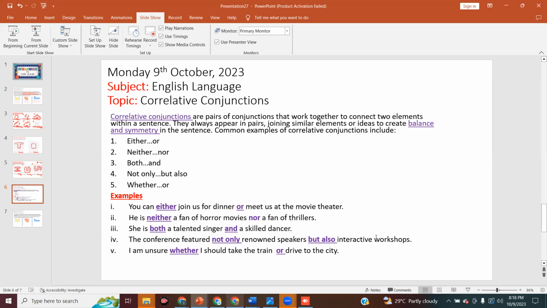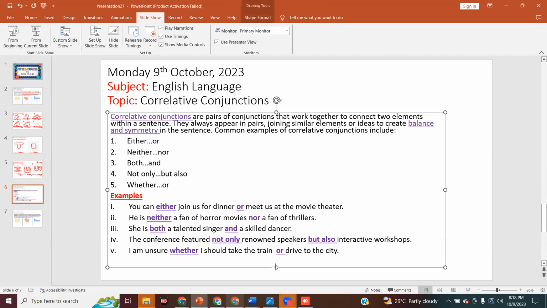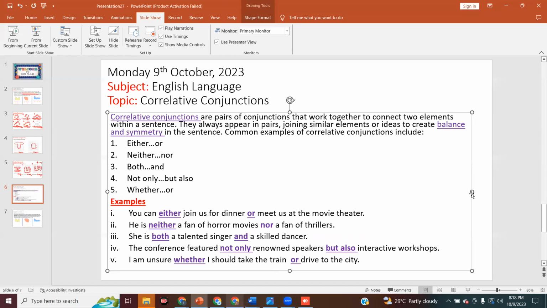So correlative conjunctions inside your writing, you could use them to present alternatives. You can use them to emphasize additional information. You can use them to show the balance or the symmetry within a person's character or skill set. You can use them to emphasize the exclusivity of a person, or you can use them to demonstrate different choices. All right. So those are different functions of correlative conjunctions.